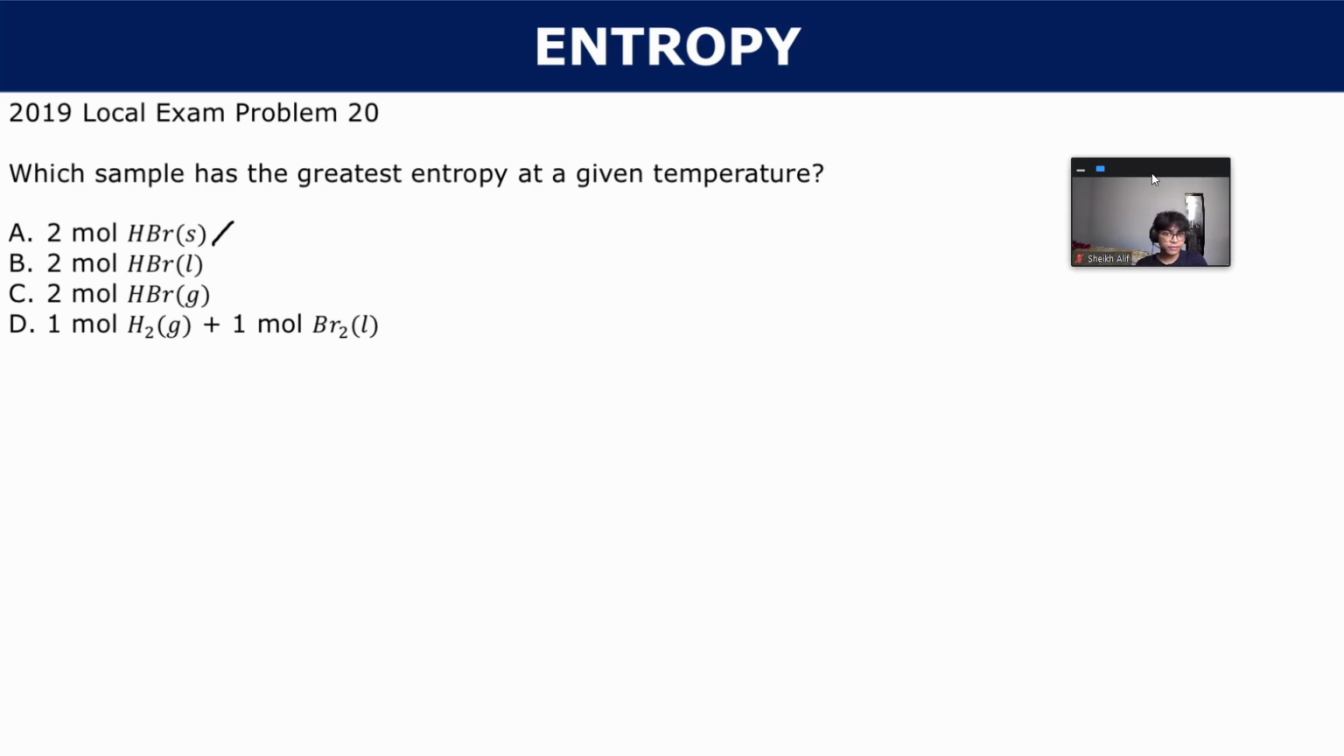So solid is definitely not going to have the highest entropy. Liquid is not going to have the highest entropy. What is going to have the highest entropy is the gas. So really you have to choose between C and D. But the thing about D is that you have a gas and a liquid. Remember, a liquid doesn't have as much entropy as a gas. So that means 2 moles of a gas are going to have higher entropy than 1 mole of a gas and 1 mole of a liquid. And therefore our answer would be C.